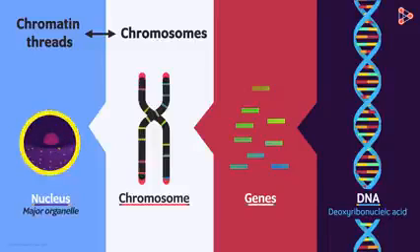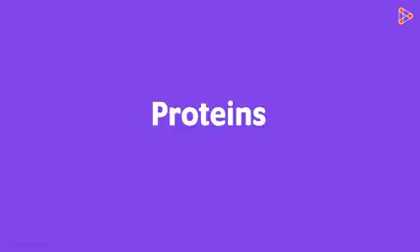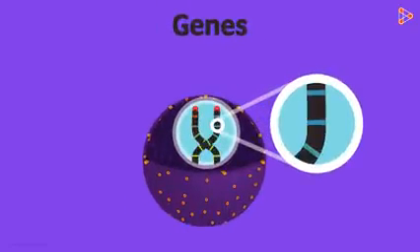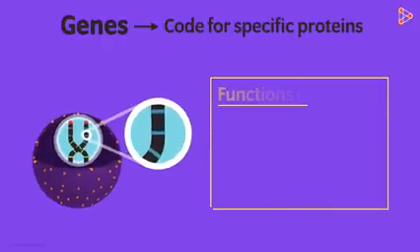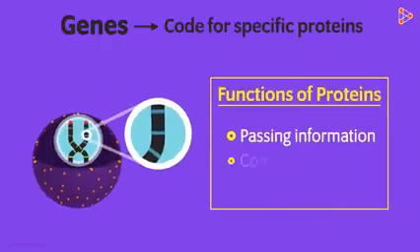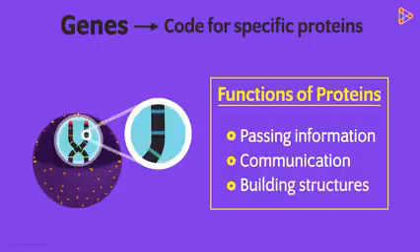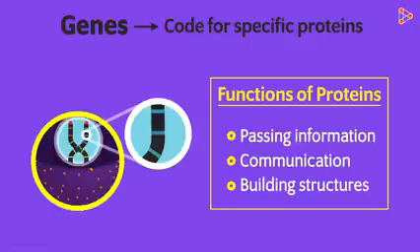But any idea how the system of regulation works? Well, that happens with the help of proteins. The genes present in the nucleus code for specific proteins. These proteins perform various functions that we find in the cell. So functions right from passing information, communication, or even building structures, all these are carried out by the specific proteins. That is how the nucleus helps in regulating the various functions of the other cell organelles.